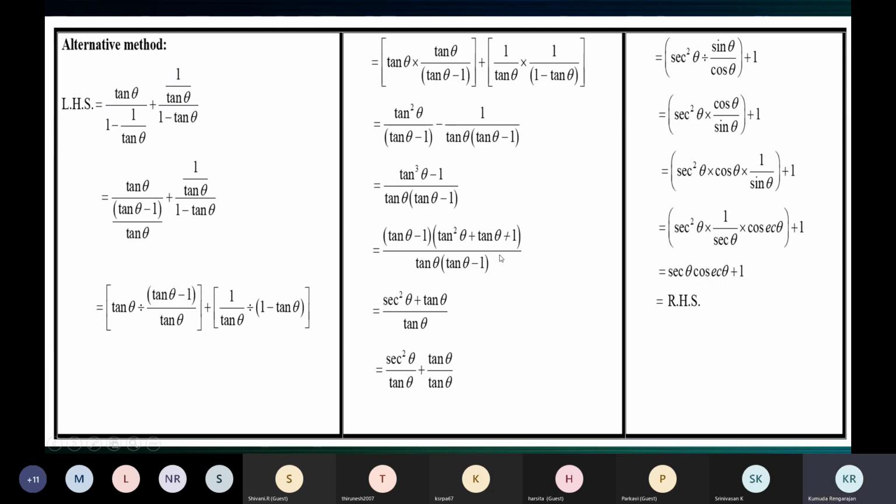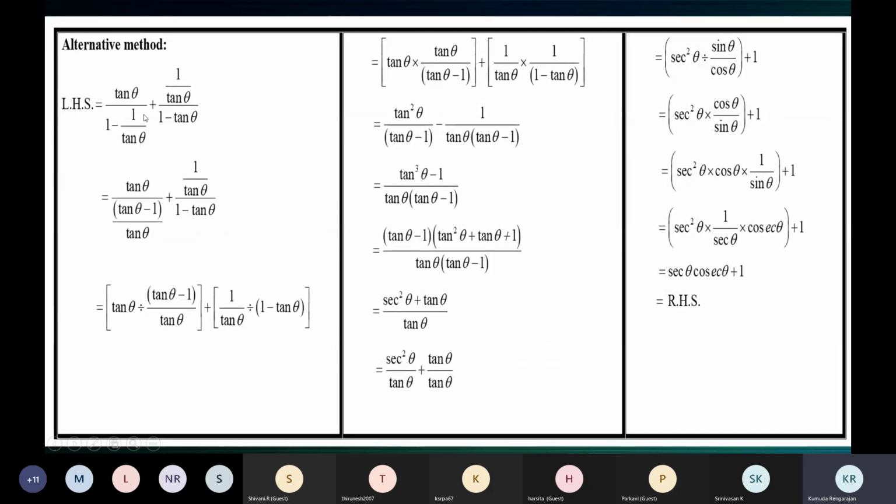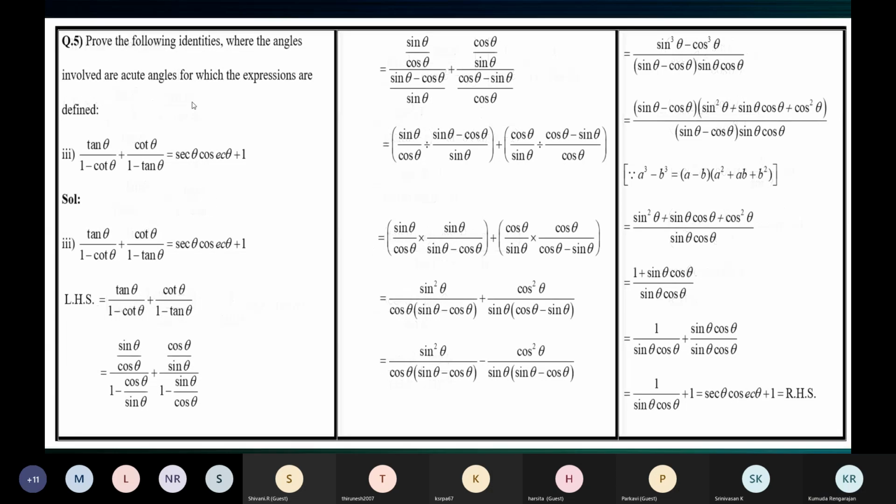I'll not explain the alternate method, but I just want to show the numerator and denominator. This is the alternate method for the earlier one. For this one, this method we use sine theta and cos theta. So in the alternate method, since we have only tan and cot, we work with them mutually.